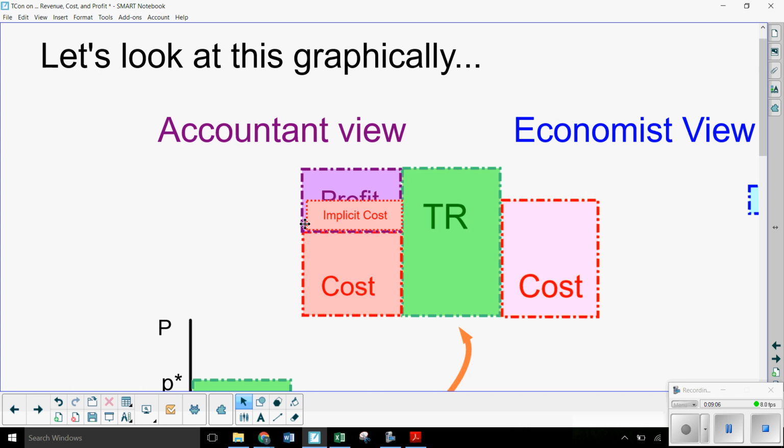You can see here that the implicit cost is viewed as part of profit from an accountant's point of view, and it's viewed as part of cost from an economist's point of view. The economist is going to say, really, what you earned as economic profit is represented by this box here. It's much smaller. You can see the economic profit is smaller than accounting profit by exactly the amount of implicit cost.